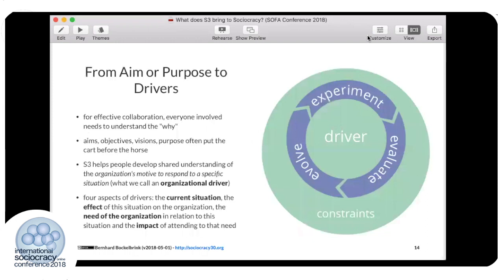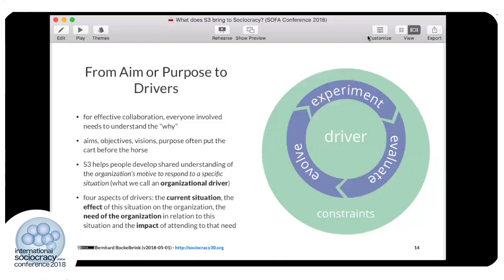Another distinction from SCM is that we do not talk about aims or purpose anymore. We talk about drivers. Because we found that it's really necessary, if you want to collaborate, that everyone involved understands the why we're doing something. And if you look at the aims or objectives or visions, you often put the cart before the horse. You have a goal, but you still don't understand why you need to get there.